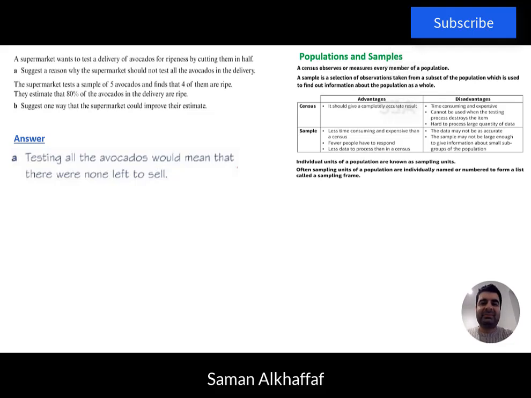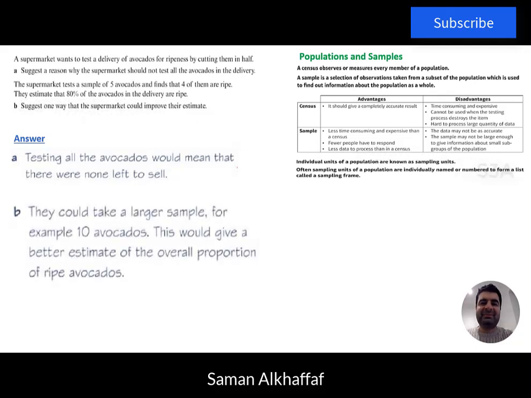Now, in terms of suggesting a way that the supermarket could improve their estimate, in this scenario we could take a larger sample, for example, 10 avocados. This would give a better estimate of the overall proportion of ripe avocados. So this will be the better approach in terms of taking a larger sample, and this will be our answer for this question.